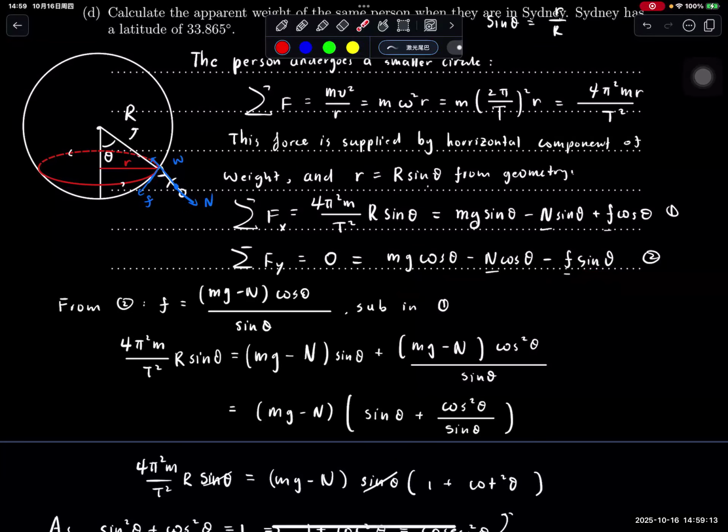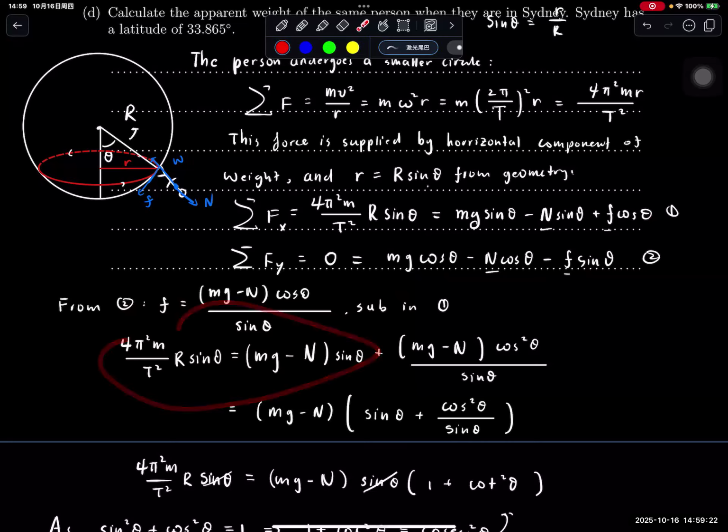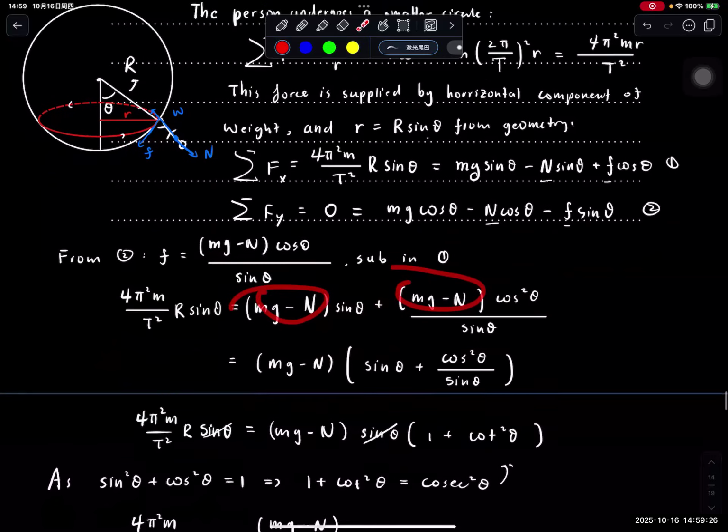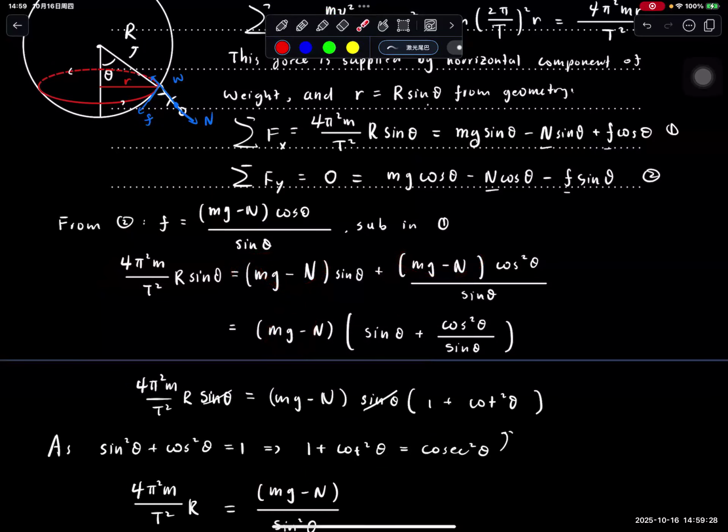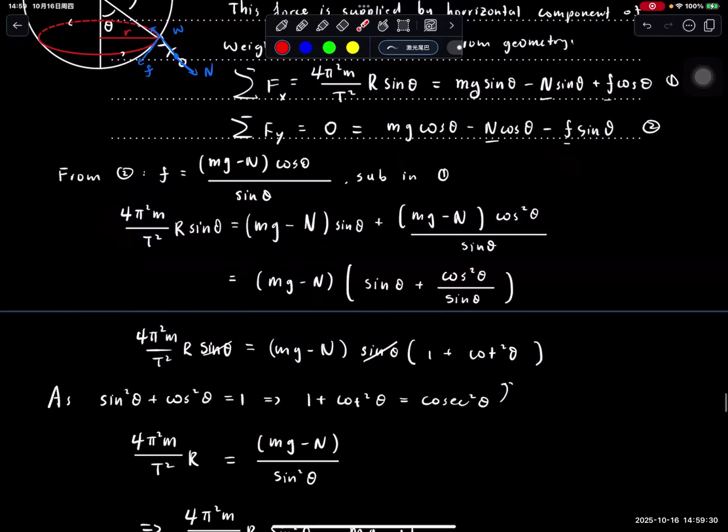Then from equation 2, you rearrange it for your friction, and substitute this into equation 1. You get that equation, plus that equation. Then you take out the common factor of mg minus N, and you will get that equation. What I did next is take out another factor of sine theta from this bracket, which lets us cancel this sine theta outside.